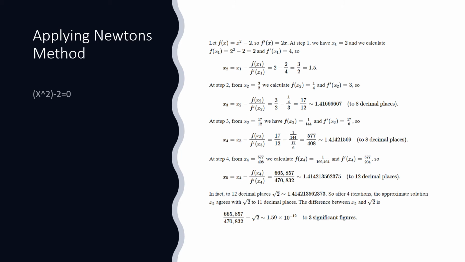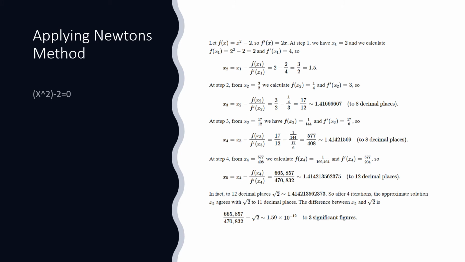Then at step 3, we're going to do the same thing, but from x4 equal to 577 over 408. Then we calculate f of x4, which is going to be equal to 1 over 166,464, sorry. And that's going to be f prime of x4, which is going to be equal to 577 over 204. So what does this leave us?